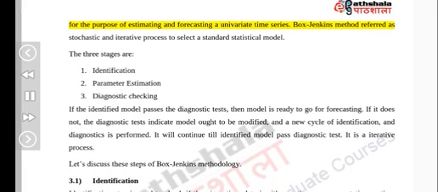For the purpose of estimating and forecasting a univariate time series, the Box-Jenkins method is referred to as a stochastic and iterative process to select a standard statistical model. The three stages are: 1. Identification. 2. Parameter estimation. 3. Diagnostic checking. If the identified model passes the diagnostic tests, then the model is ready to go for forecasting.